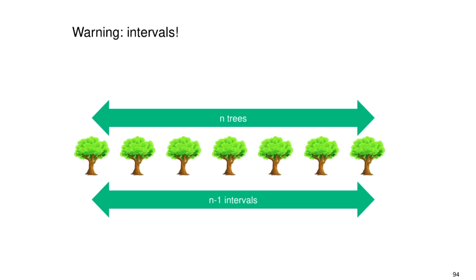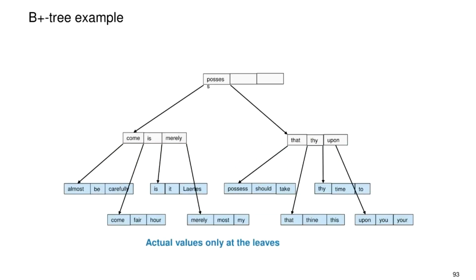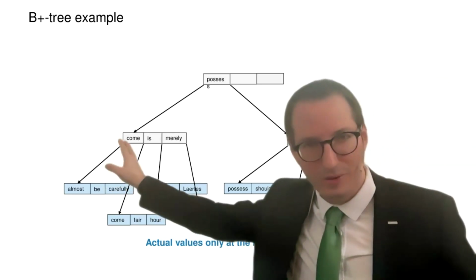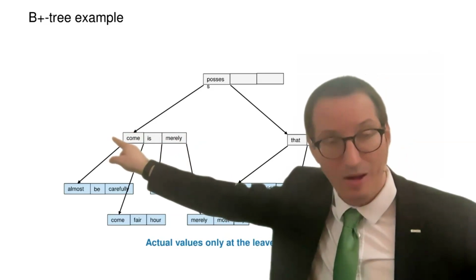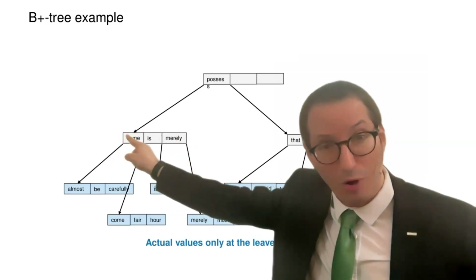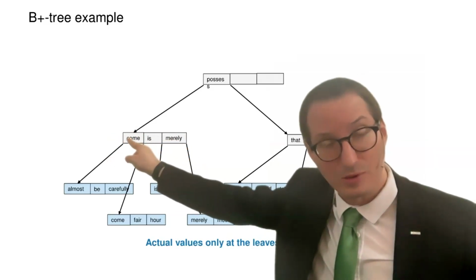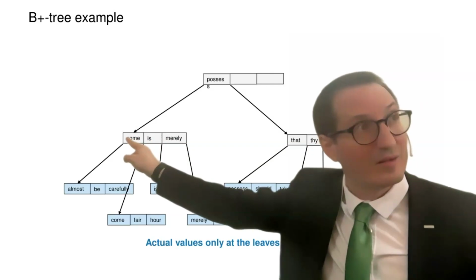Do you agree that if there's 7 trees, there's 6 intervals? If there's 2 trees, there's 1 interval, so it's n minus 1. What that means right here is that if I have 4 children, 1, 2, 3, 4, for this one, 4 children means 4 minus 1 intervals.